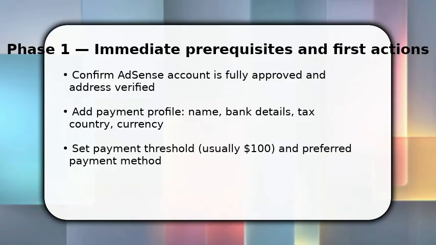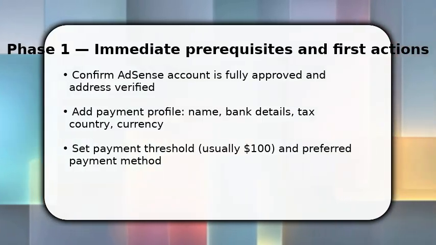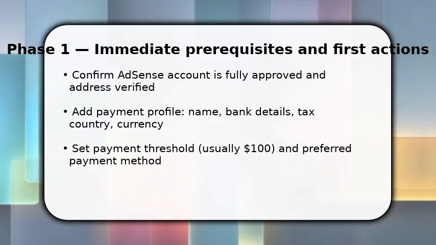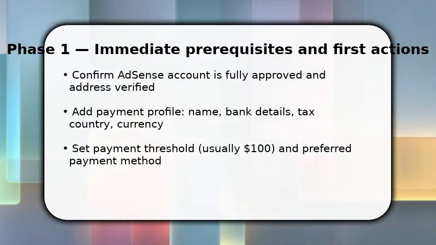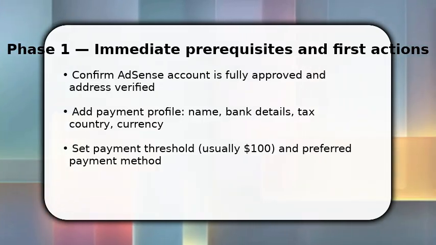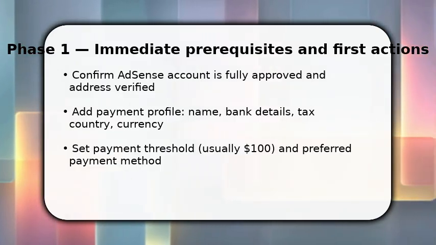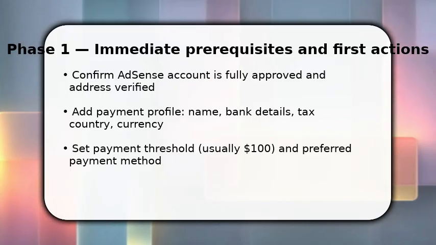You begin by confirming your AdSense account is fully approved and your mailing address is verified. This unlocks payments. Next, go to Payments and add or confirm your payment profile. Enter your legal name, bank account number, and currency. Once done, choose a payment threshold, typically $100, so you know when funds release.